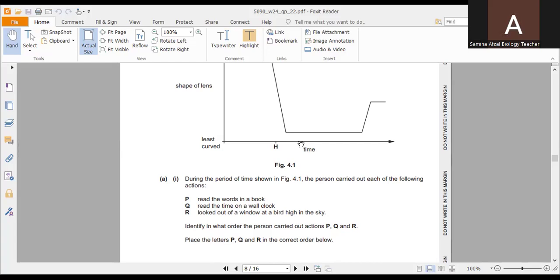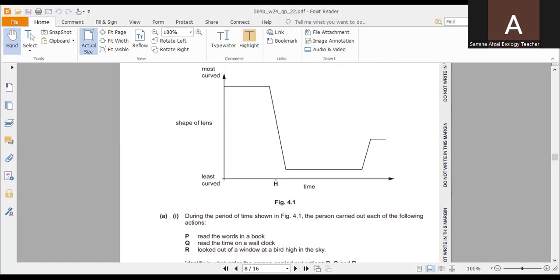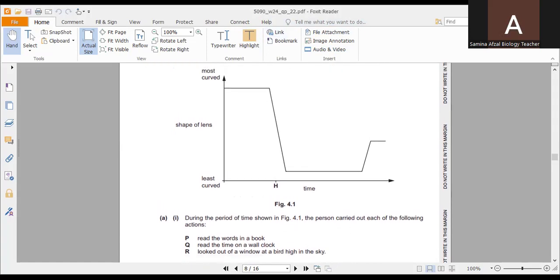So in this way, they have given us three different distances according to which the lens has to change its curvature. This process of change in the curvature according to the distance is called accommodation, and this is the function of our eye lens. So the eye lens changes its shape according to the distance. Here in this question, you can see these three different conditions which they have given us. We have to arrange them according to this graph.